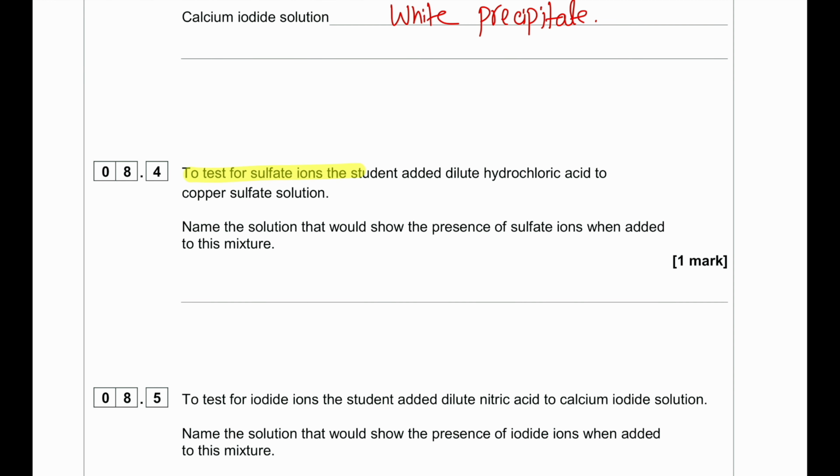To test for the sulfate ion, the student added dilute hydrochloric acid to copper sulfate solution. Name the solution that would show the presence of sulfate ion in the mixture. Sulfate ion is tested with barium ions, a soluble barium 2+ ion. So in this case, the student can use barium chloride.